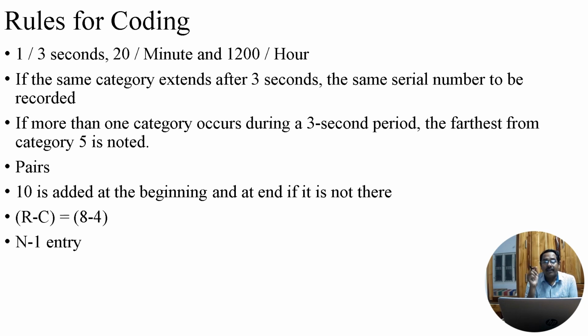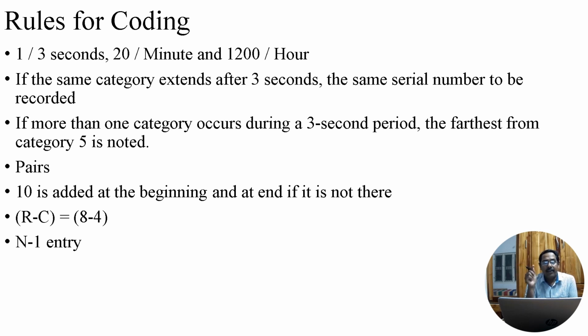And if the same category extends beyond 3 seconds, the same serial number is to be recorded. This is simple. Suppose silence prevails for 6 seconds, then you put 10, 10. If the silence prevails for 9 seconds, 10, 10, 10, like that. It's the same category. If a teacher keeps on lecturing, then 5, 5, 5, like that.